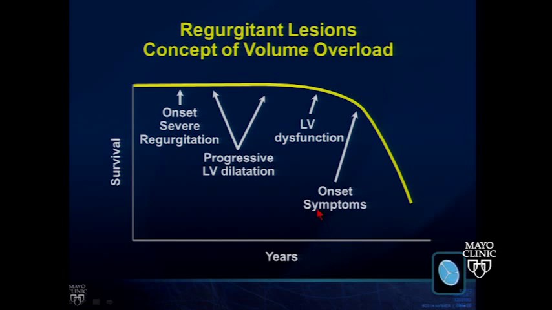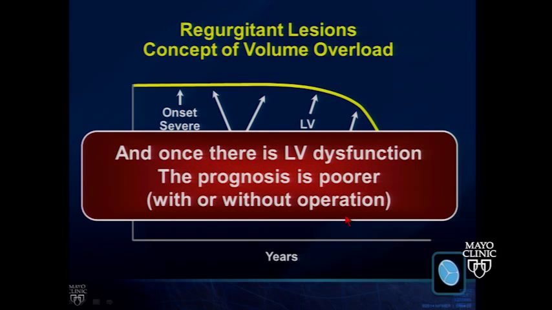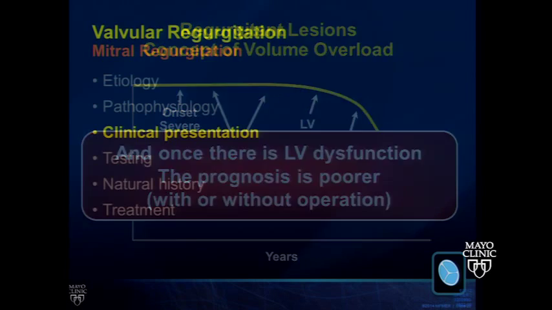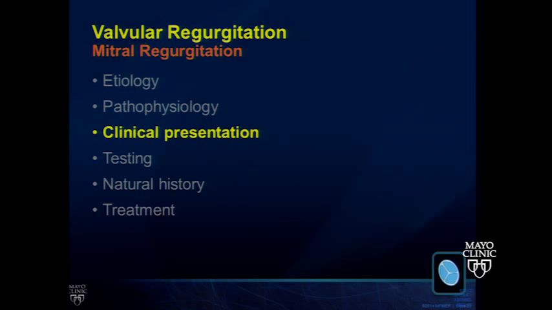So you can see right now that if we're just going to wait for symptoms, we're going to be too late. This is the conceptual framework on the problem that we have with timing of operation and volume overload. Because once there's left ventricular dysfunction, the prognosis is poorer with or without operation. That's the pathophysiology and also the natural history.